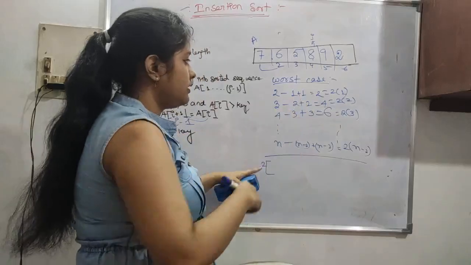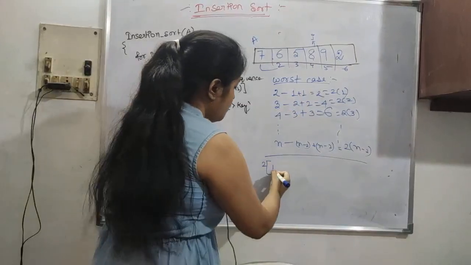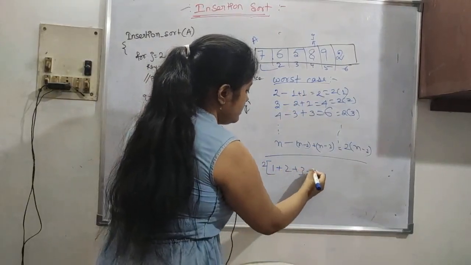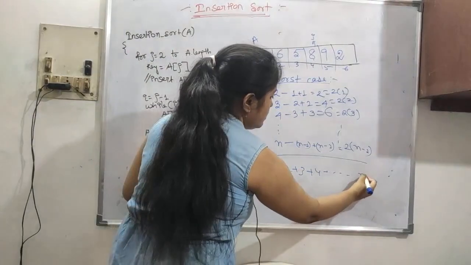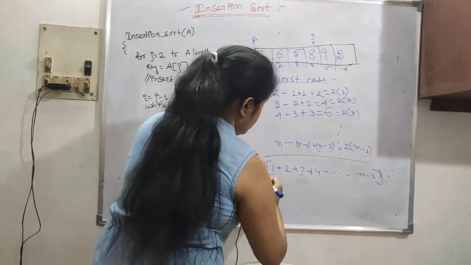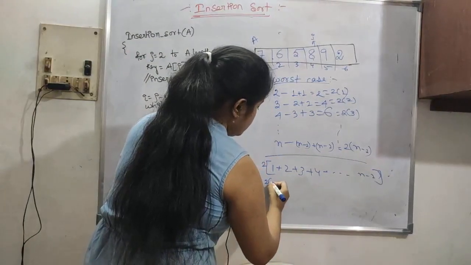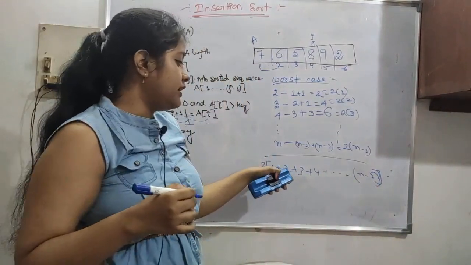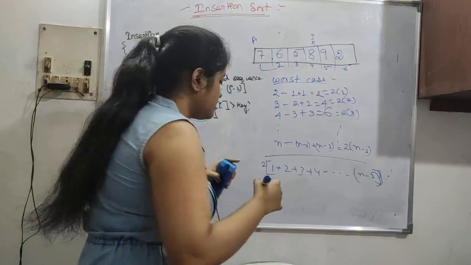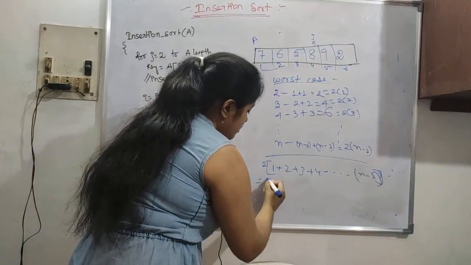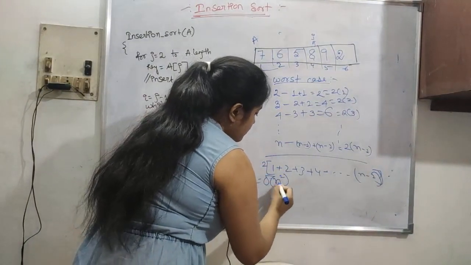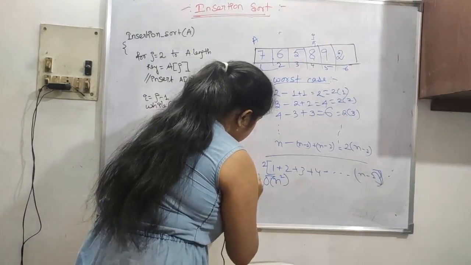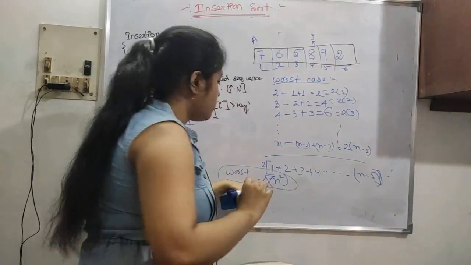We can take the 2 common, and 1 plus 2 plus 3 plus 4 dot dot n minus 1. You know this, it is the summation of natural numbers, so it comes to order of n square. So in the worst case our time complexity is order of n square.